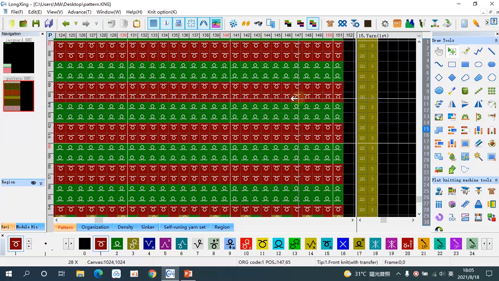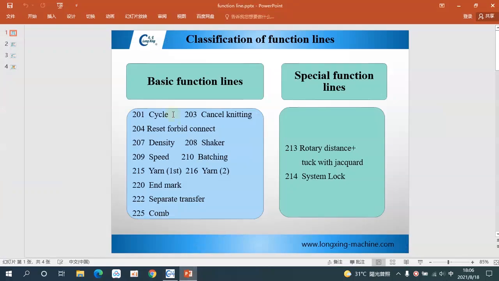In the pattern design system, the main drawing window corresponds to function lines one by one. Each line in the main drawing window corresponds to a function line. Function lines can be introduced in two parts.